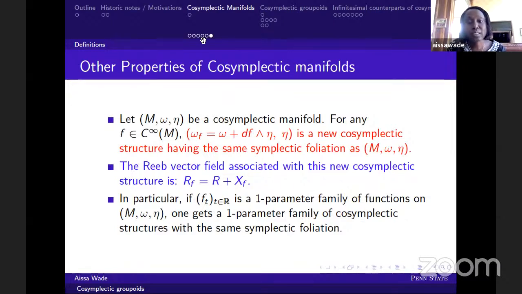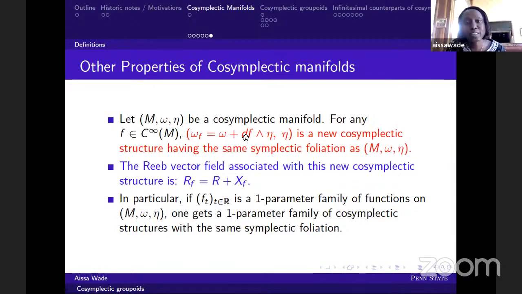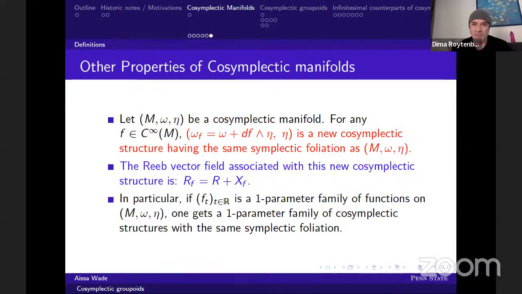So if you replace which one? Well, the DF. So you have an action of functions on your manifold on cosymplectic structures. Right. If you replace, so this one is closed, if you replace by another... Well, the thing is, if instead of having an exact form, you replace by a closed form, right? So that's correct. So closed one forms act on the space of cosymplectic structures on the manifold.